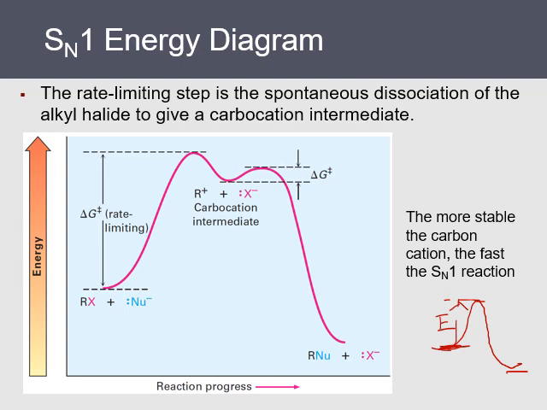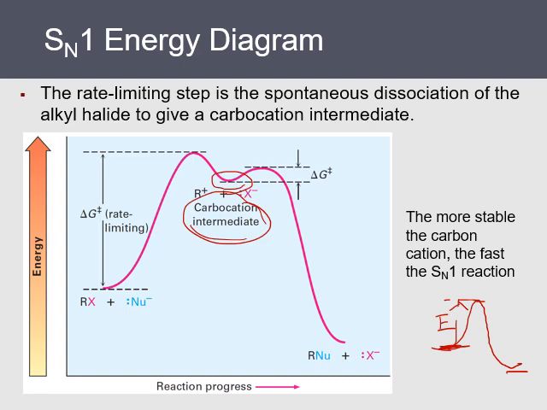Now, if you look at the SN1 reaction, the energy profile has an energy minimum here, and this represents the carbocation intermediate. So the carbocation intermediate, even though it's not very stable, can exist for a significant amount of time. All right, so it has an energy minimum.